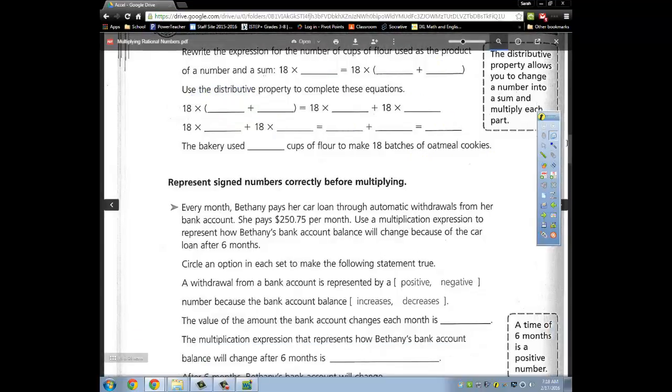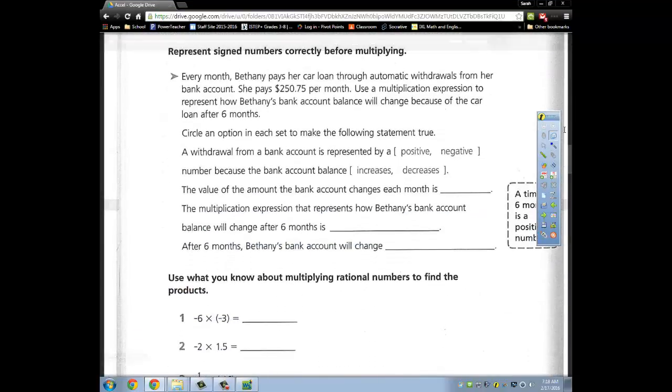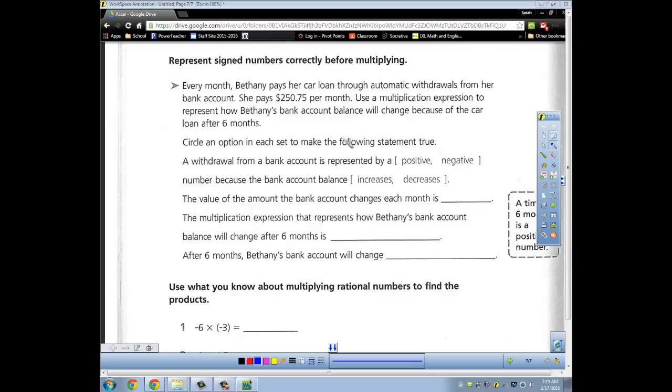Okay, next problem. Every month, Bethany pays her car loan through automatic withdrawals from her bank account. She pays $250.75 per month. Use a multiplication expression, so no equal signs, and we're going to see multiplication, to represent how Bethany's bank account balance will change because of the car loan after 6 months. So first they want us to circle words that match up with what's going on.